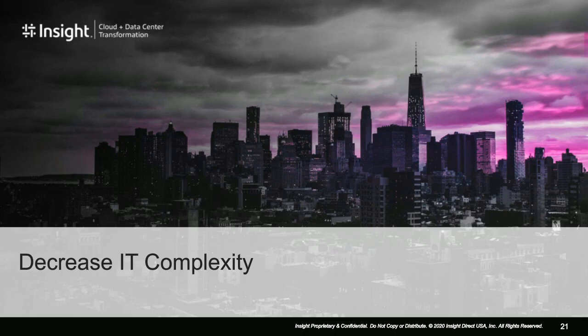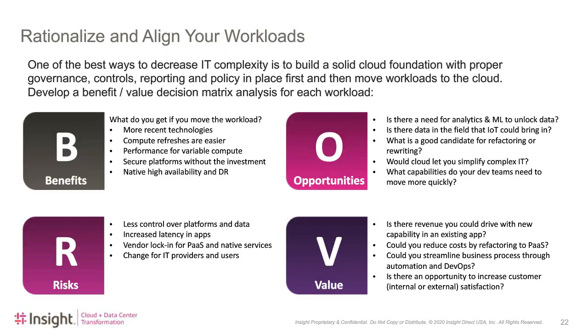I'm going to talk a little bit now about decreasing IT complexity. I went through this a little bit earlier about aligning your workloads and rationalizing them. One of the best ways for you to decrease complexity is to build that solid foundation and create a decision matrix. Well, here's kind of what a decision matrix might look like. You're going to need to go through each of benefits, risks, opportunities, and value and decide what's in it for you. What is this going to do for your organization?